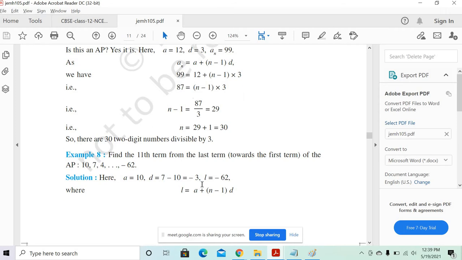Okay, go to example 8 now. Is the question clear to you, Shreya?